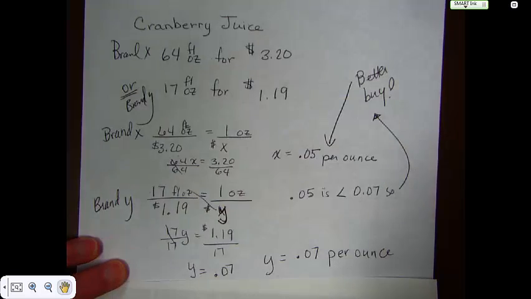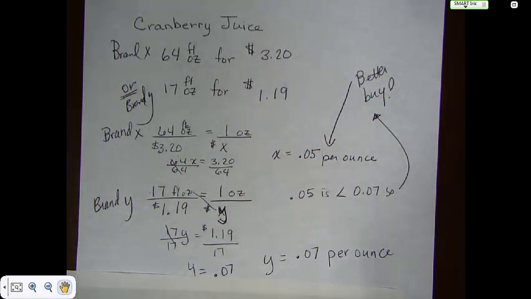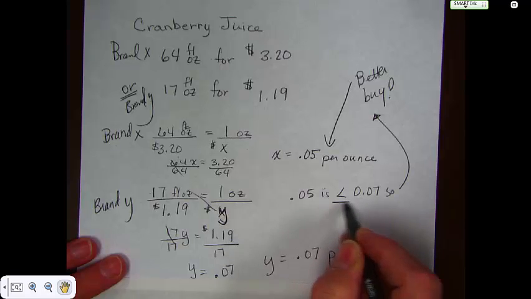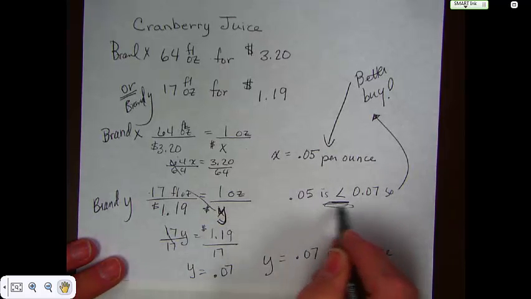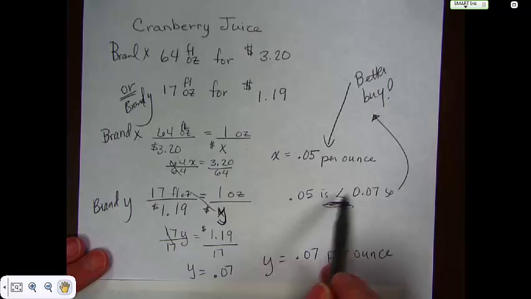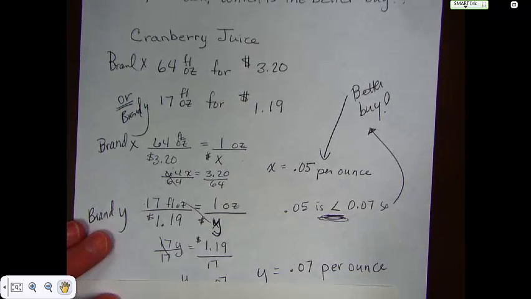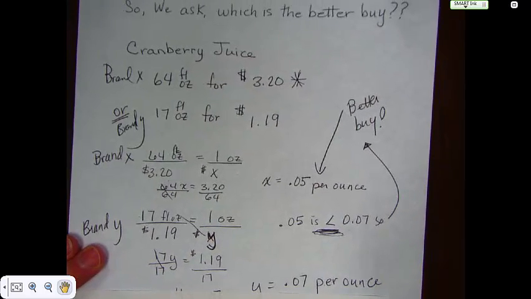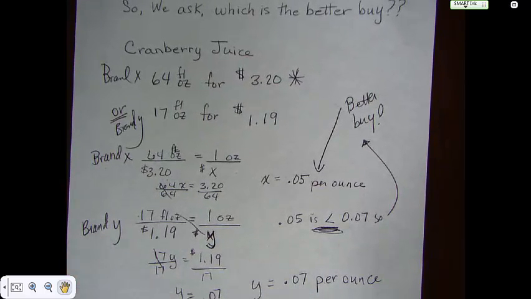Now, take off the sticky and we can see that 0.07 per ounce is more expensive than 0.05 per ounce, and we note that with our inequality sign here. Okay, so 0.05 is less than 0.07, so it would be a better buy to buy 64 ounces for $3.20. And that's our last problem that we're going to talk about today.